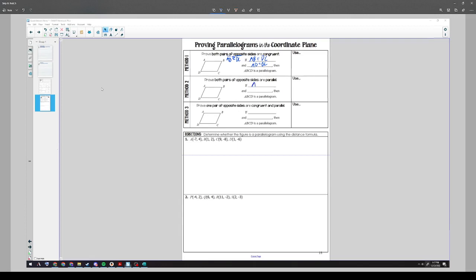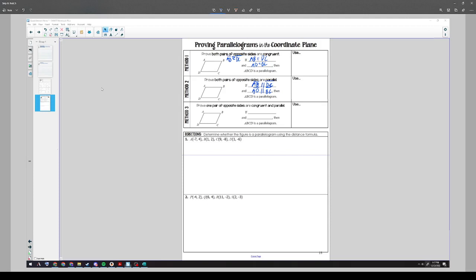So if we prove that segment AB is parallel to segment DC, and I know that segment AD is parallel to BC, then it's a parallelogram.